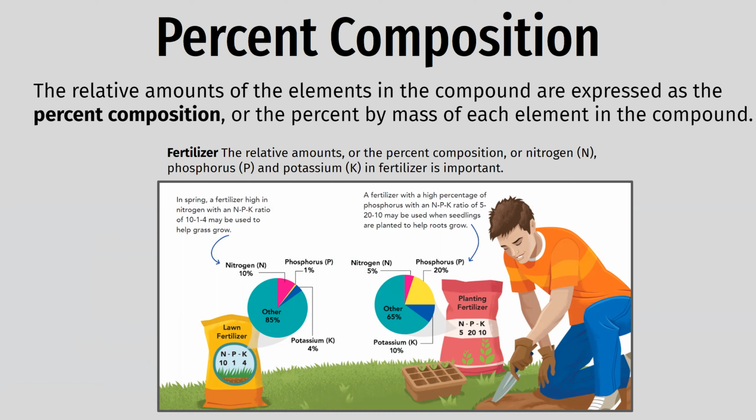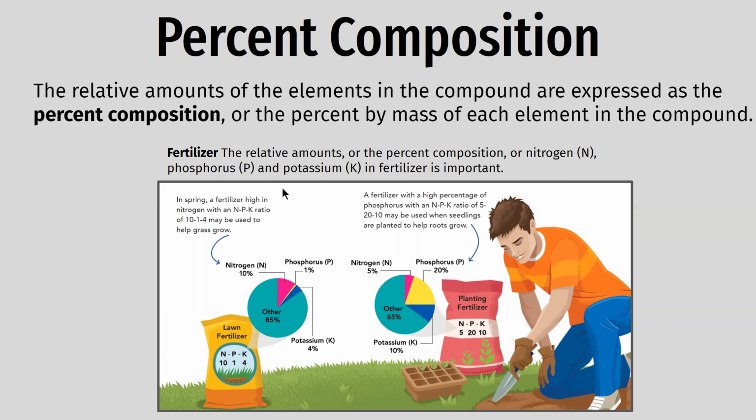Percent composition is defined as the relative amounts of elements in the compound, or the percent by mass that each element makes up in that compound. Percent composition has many applications in the world of chemistry and in many other worlds as well, not just chemistry. One of those is in the way fertilizers are designed.